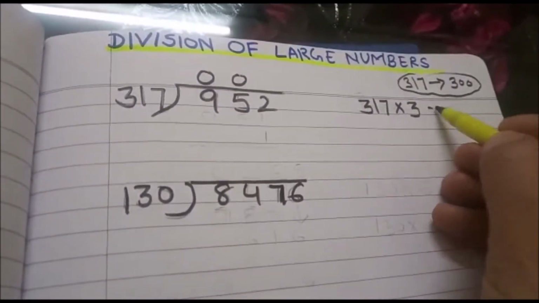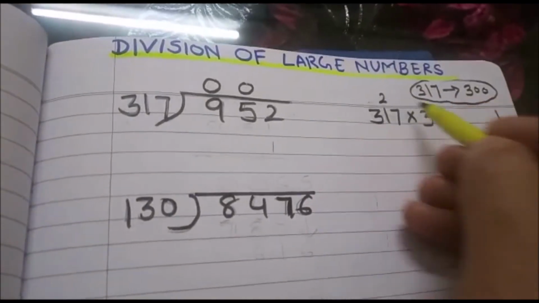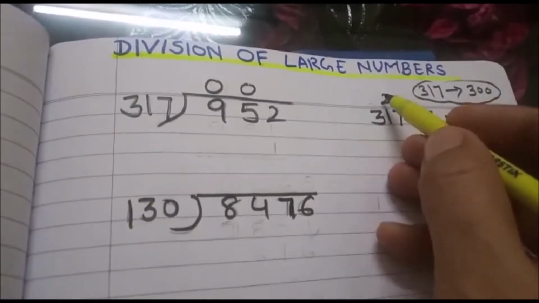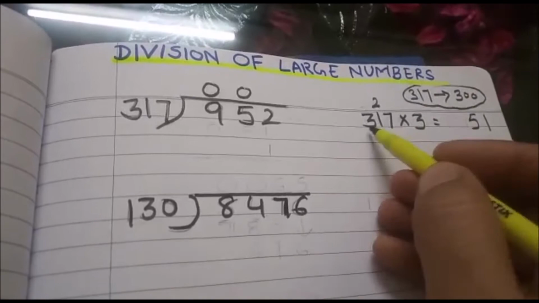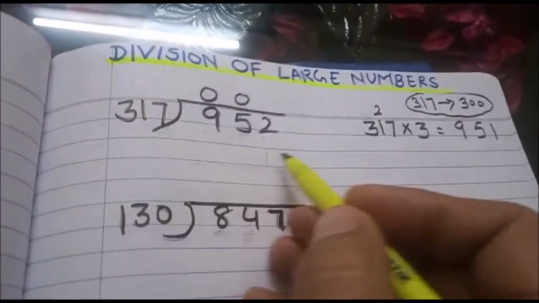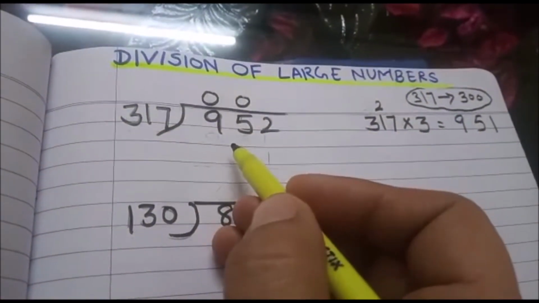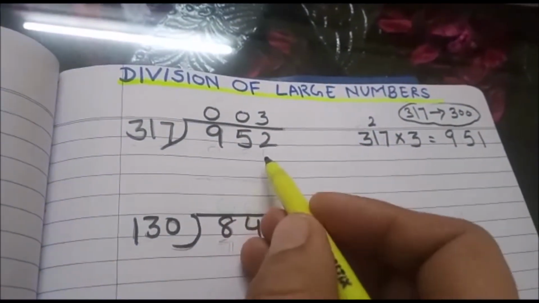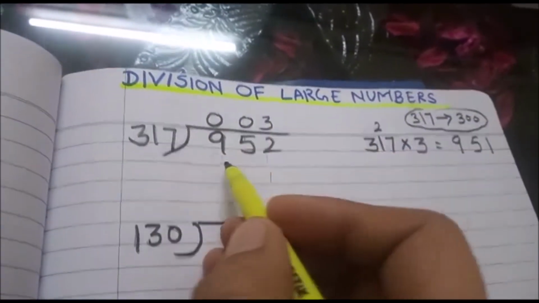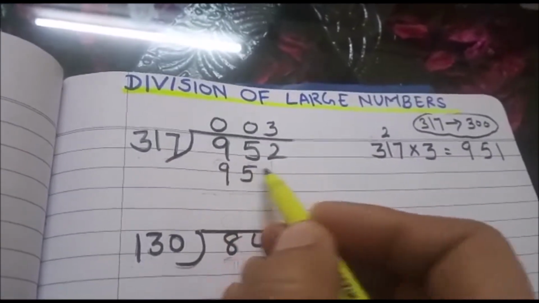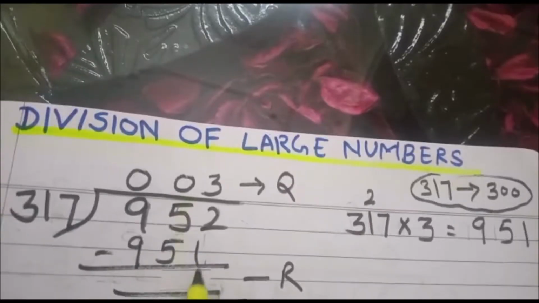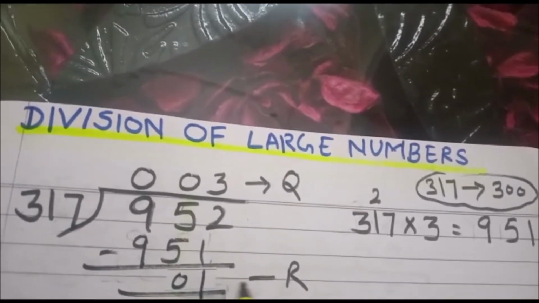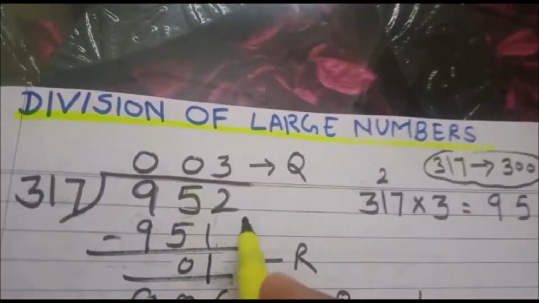3 sevens are 21, 2 carry over. 3 ones are 3, plus 2 is 5, 3 threes are 9. We see it is going, 951 is smaller than 952. So write 3 as quotient above 2, and 951 here, and then 2 minus 1 is 1. So 1 is our remainder and quotient is 3.